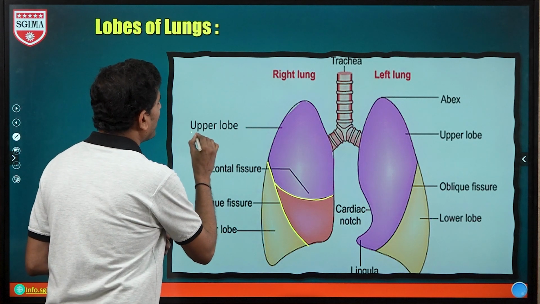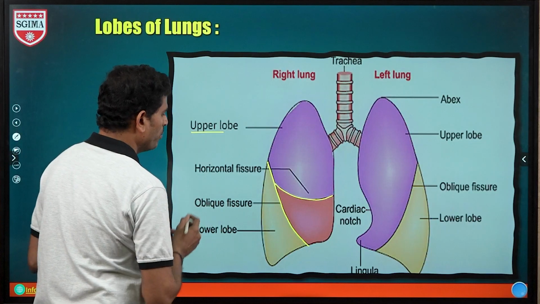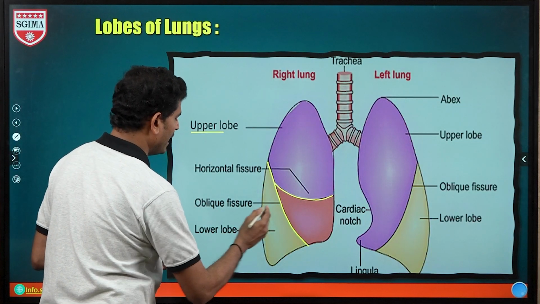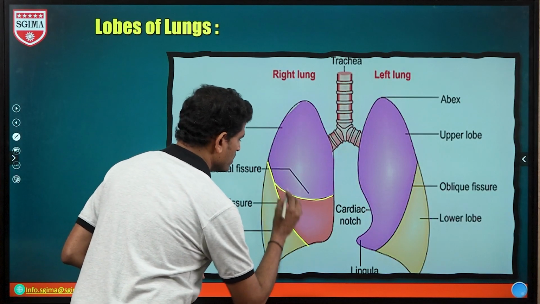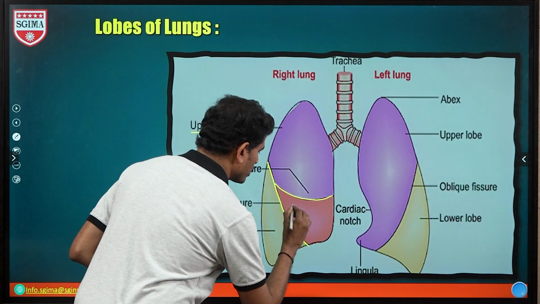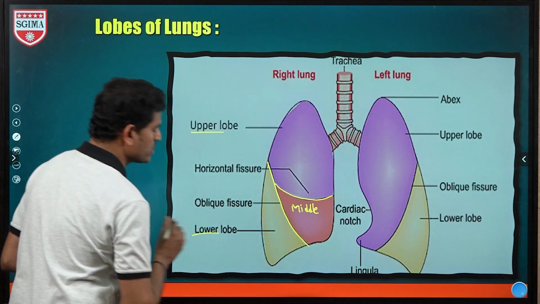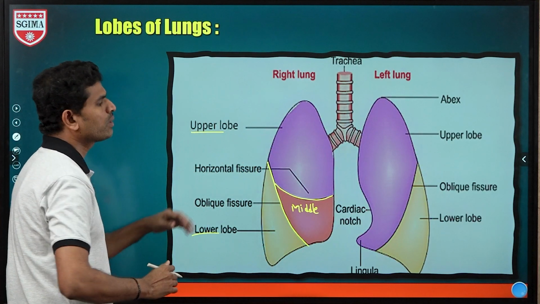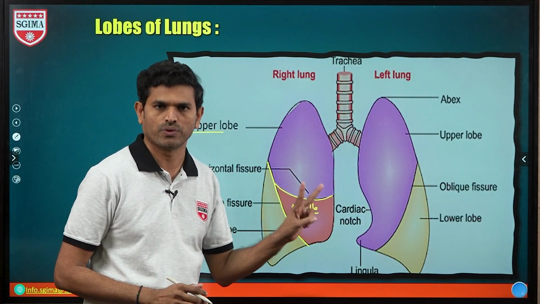So one is the upper lobe or superior lobe, and the middle one is called the middle lobe only. This is the middle lobe, and another one is the lower lobe, that is known as inferior lobe. So superior lobe, next one is the middle lobe, and this one inferior lobe. So right lung is divided into 3 lobes by 2 fissures.